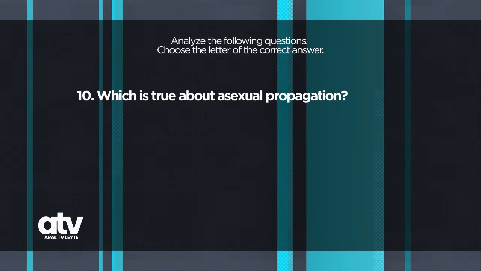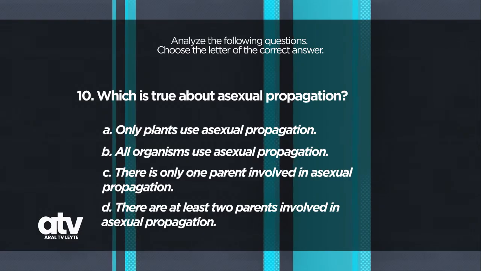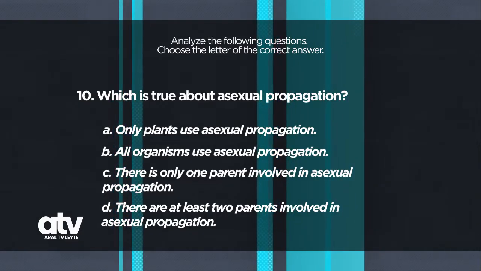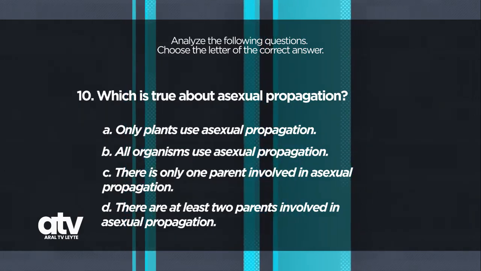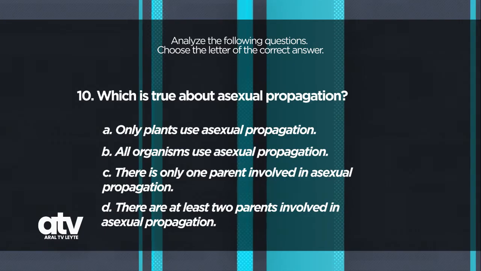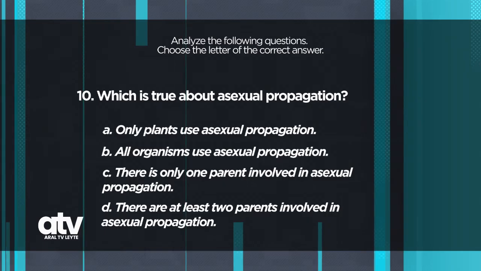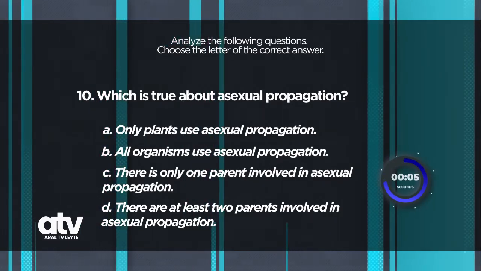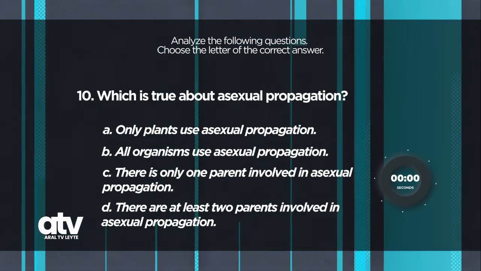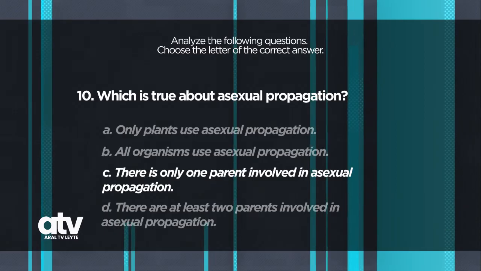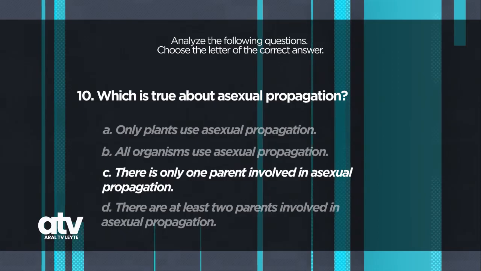Number 10. Which is true about asexual propagation? A. Only plants use asexual propagation. B. All organisms use asexual propagation. C. There is only one parent involved in asexual propagation. D. There are at least 2 parents involved in asexual propagation. The correct answer is letter C. There is only one parent involved in asexual propagation.